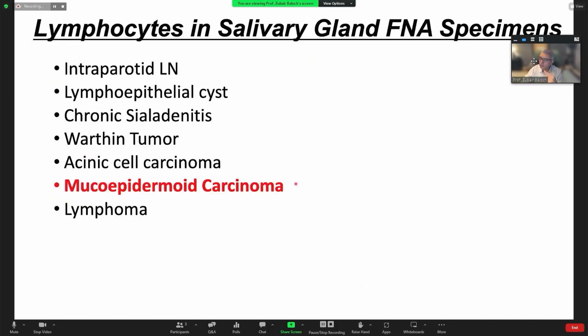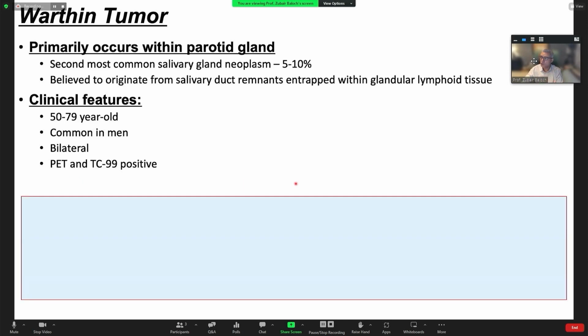Now, when you think of lymphocytes in a parotid FNA, there's again another differential, and that goes from the intraparotid lymph nodes to even lymphoma. The most common tumor in the salivary gland where you're going to see lymphocytes is Warthin tumor. Very common tumor in smokers, bilateral, but it also can be unilateral. When I was a resident, I was told you're not going to see Warthin tumor more commonly in women, but now I see so many of these because they have oncocytes. And if the patient is being screened and they are going under PET scan, this tumor is going to light up on PET scan.